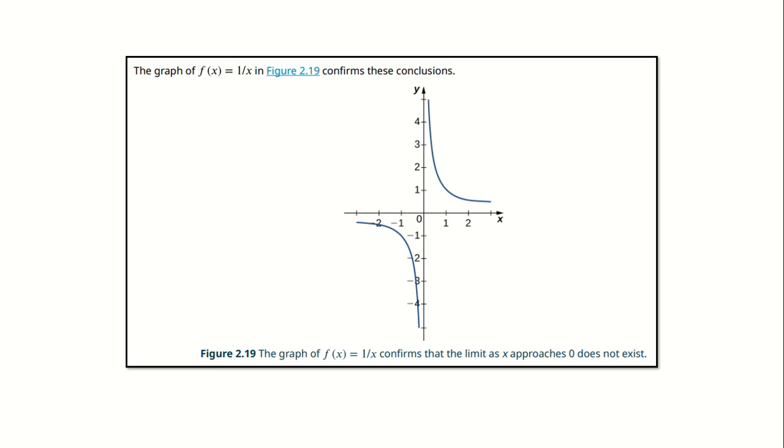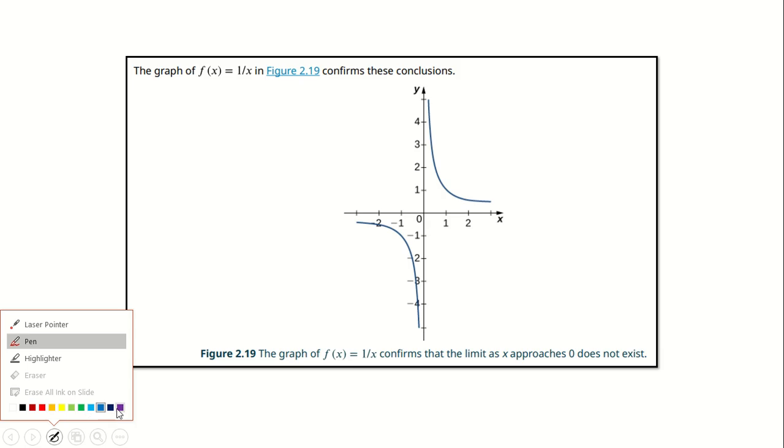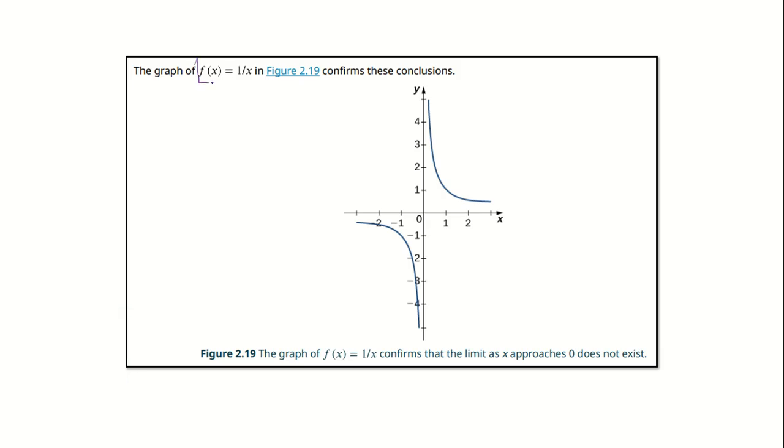Here is the graph of f of x equals 1 by x. That is the graphical representation. When x approaches 0, that means at x equals 0, we have this line, right? Along this line there is no f of x here. That means at x equals 0, f of x doesn't exist.